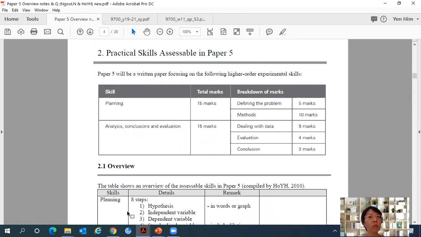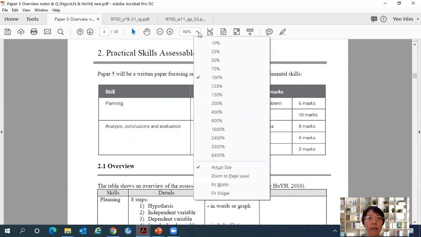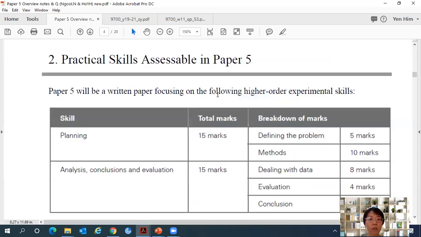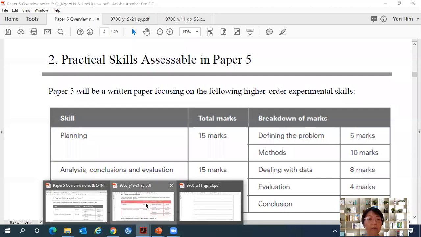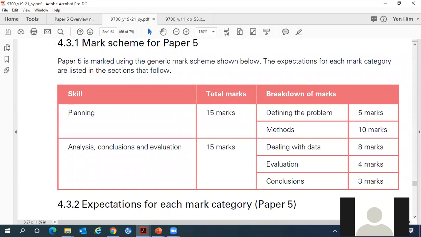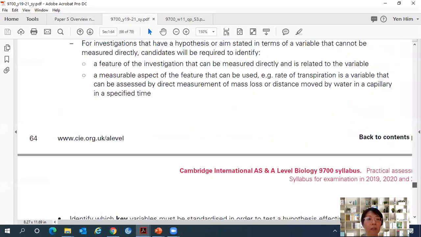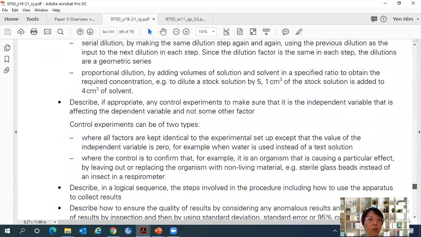So now I'm going to introduce you to paper 5. What are the things that will be tested in paper 5? So this table is obtained from the syllabus. I'm going to increase the size so that it's easy for you to see. If you want very detailed notes and explanation for paper 5, you can go to your syllabus, just like your paper 3. Your paper 5 syllabus is this one here. It will tell you in very, very detail, every single part, exactly what you need to be tested on.